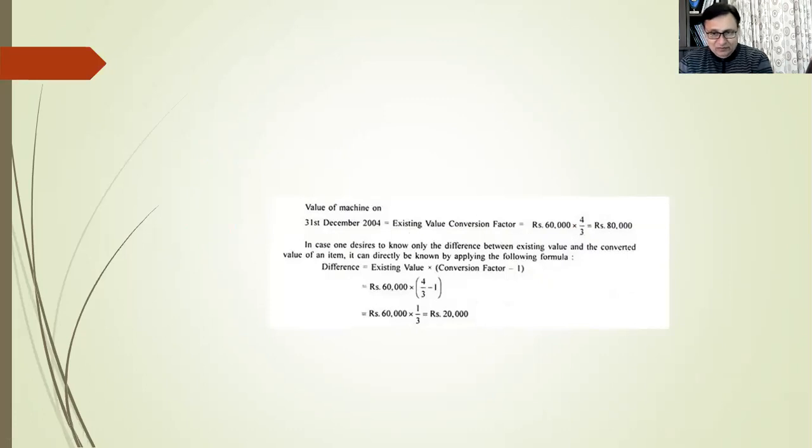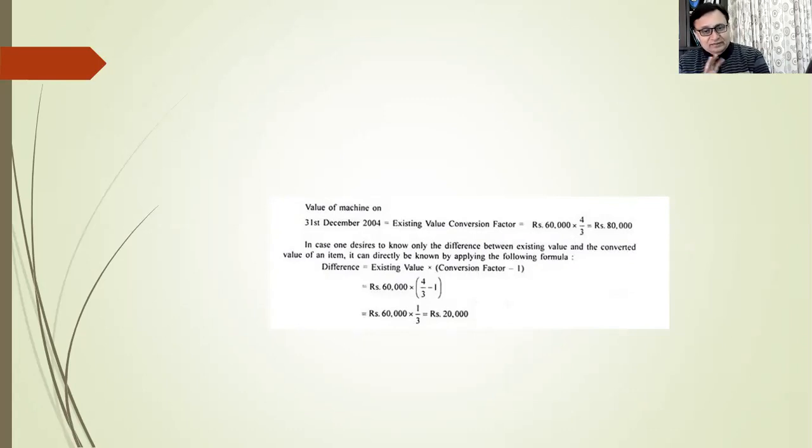So if you want to find out directly the increase in the existing value, then the difference can be calculated, that is existing value multiplied by brackets conversion factor, that is 4 by 3 we have calculated, minus 1. So straightaway the 20,000 difference in the price you will be able to find out. So the earlier price was 60,000 plus 20,000, so the new value will be 80,000.